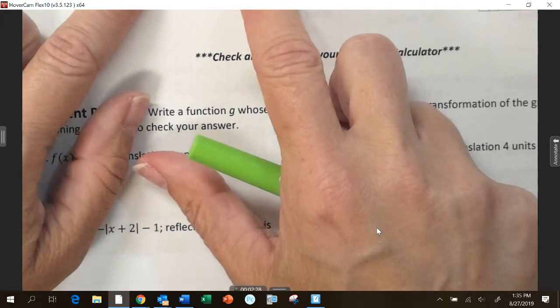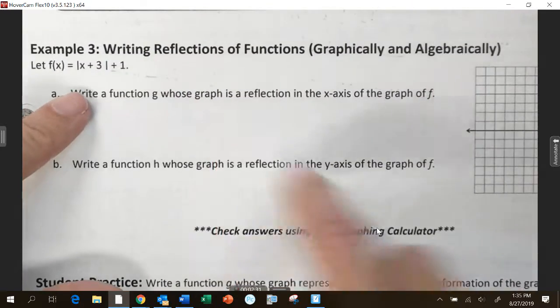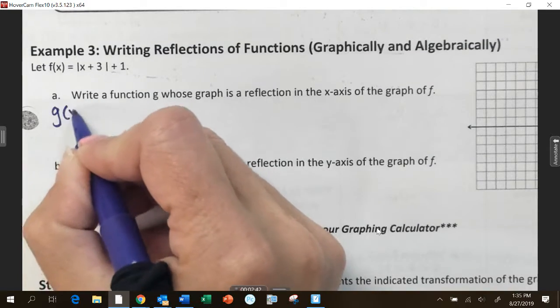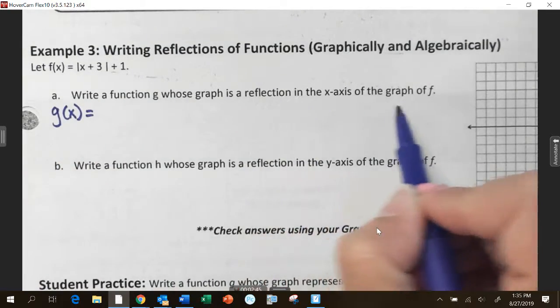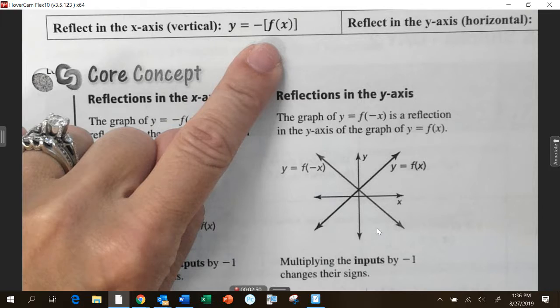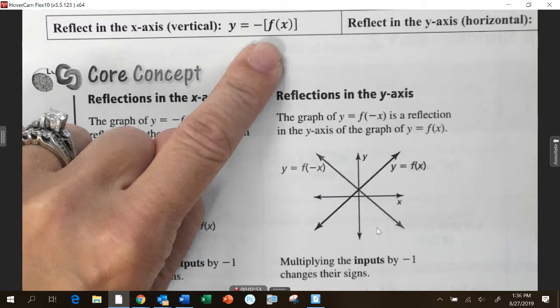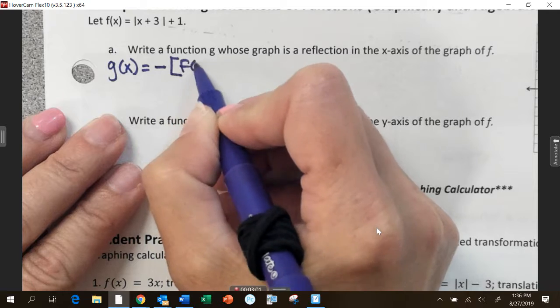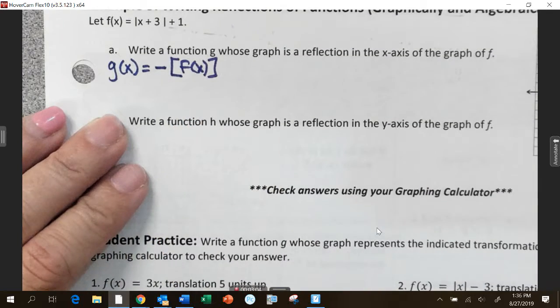Here we're going to do it using the equation. So question A says, write the function g whose graph is a reflection in the x-axis of the graph of f. So I'm going to start with g of x. And this has to be a reflection in the x-axis. So if you need to go up to the top of the paper, this is what a reflect in the x-axis looks like. Looks like negative bracket function. So that's what I'm going to write down. Negative bracket function. See? Just copied what it said up there. That's my function part.